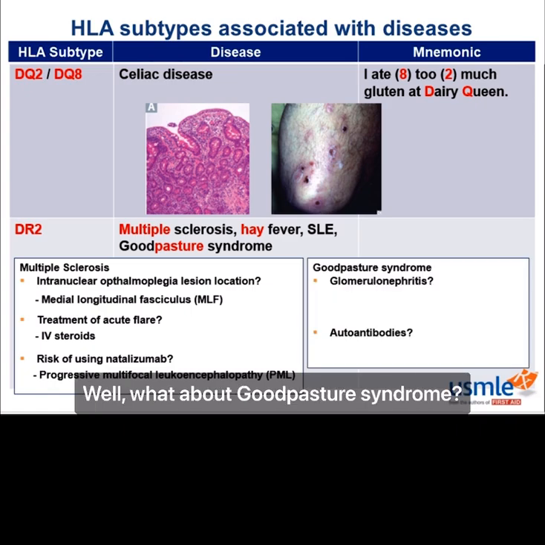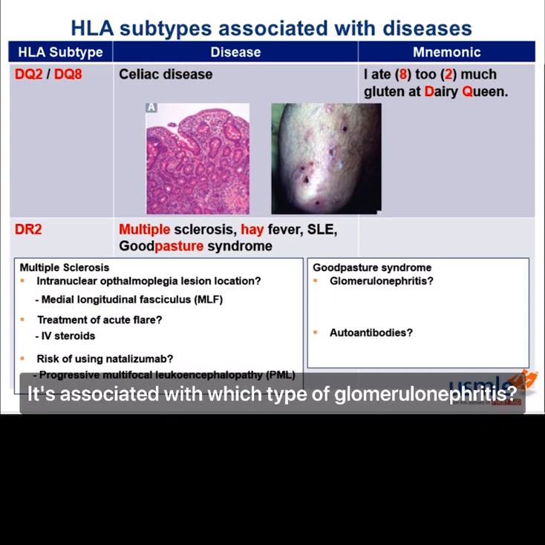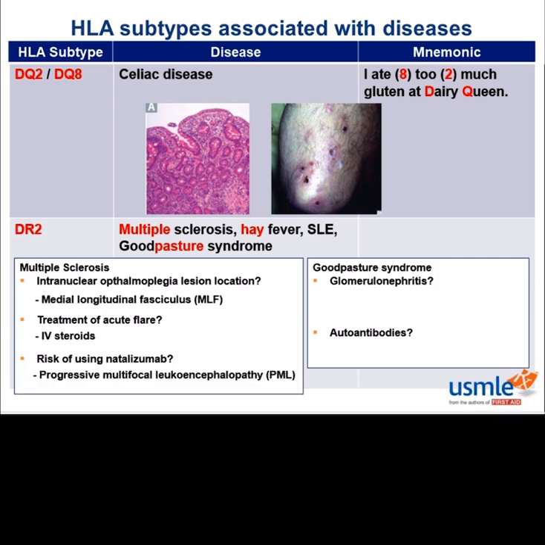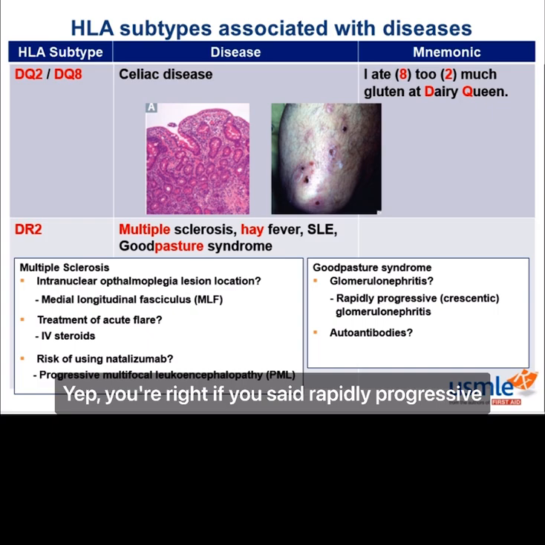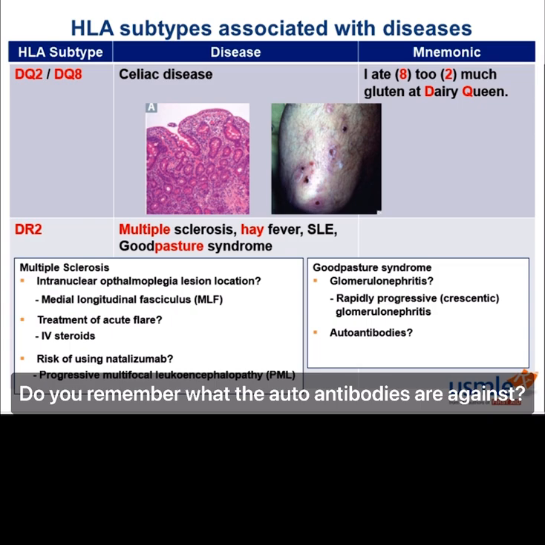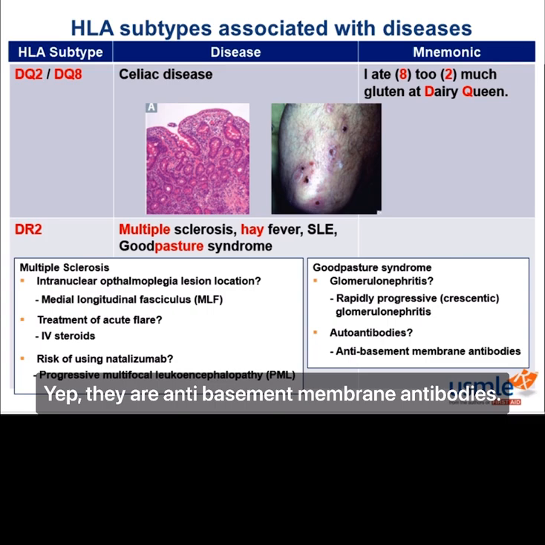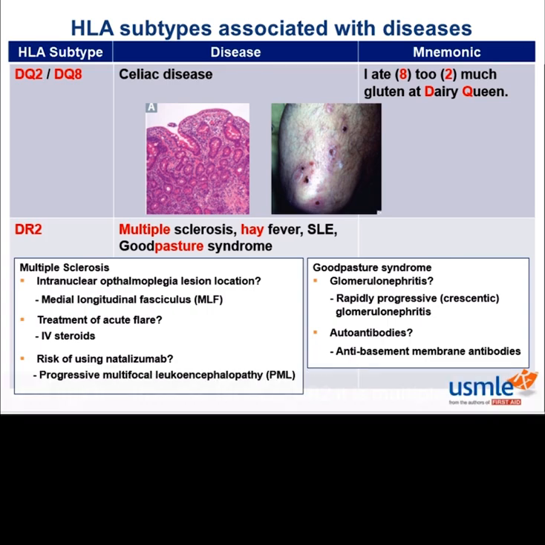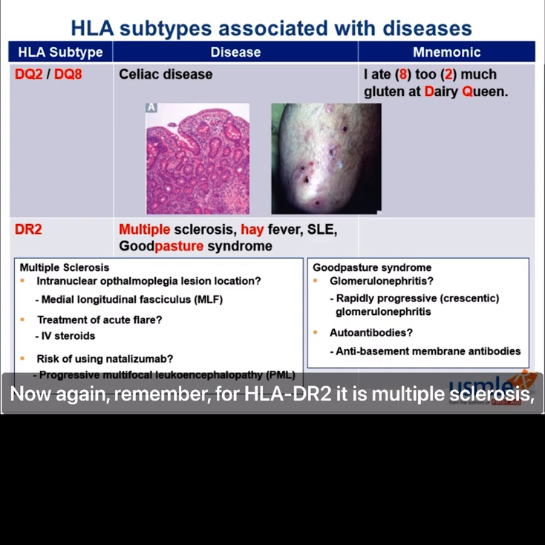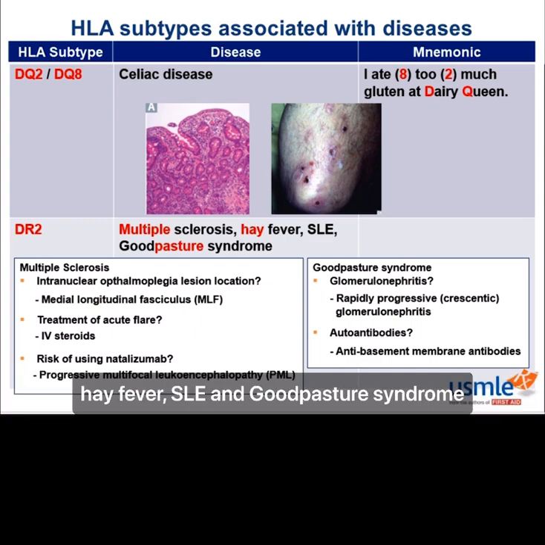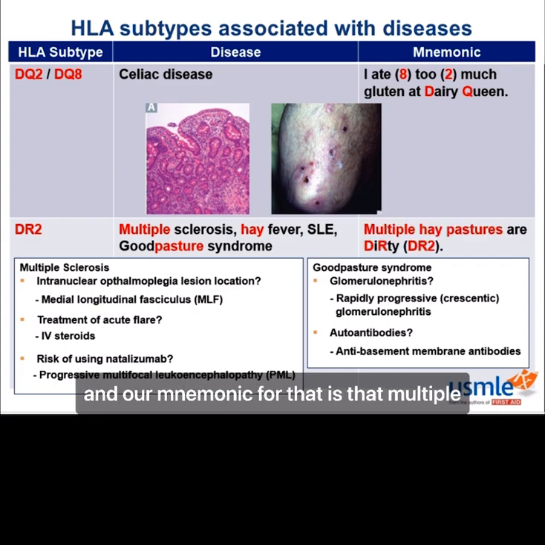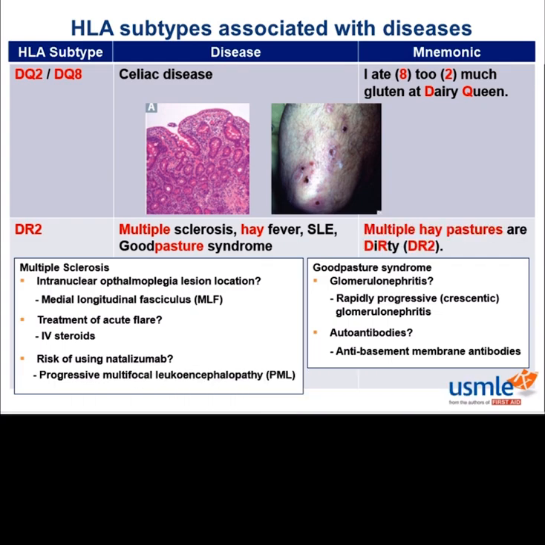Well, what about Goodpasture syndrome? It's associated with which type of glomerulonephritis? Yep, you're right if you said rapidly progressive or crescentic glomerulonephritis. Do you remember what the autoantibodies are against? Yep, they are anti-basement membrane antibodies. Now again, remember, for HLA-DR2, it is multiple sclerosis, hay fever, SLE, and Goodpasture syndrome, and our mnemonic for that is multiple hay pastures are dirty.